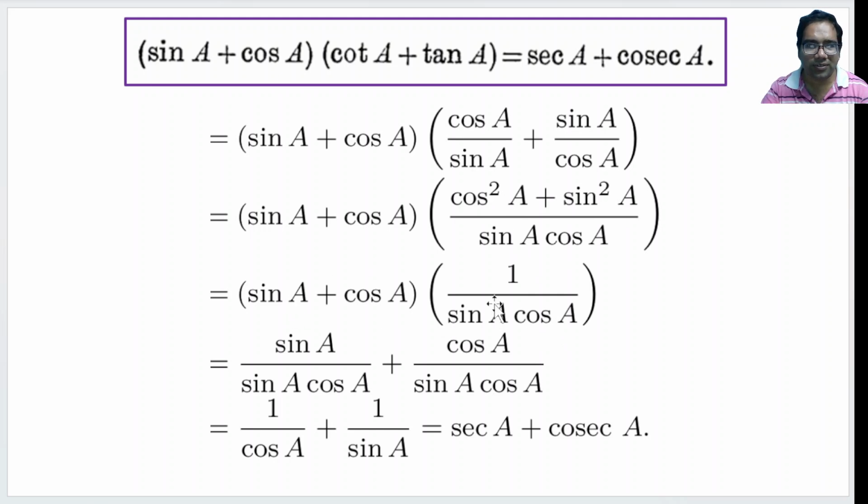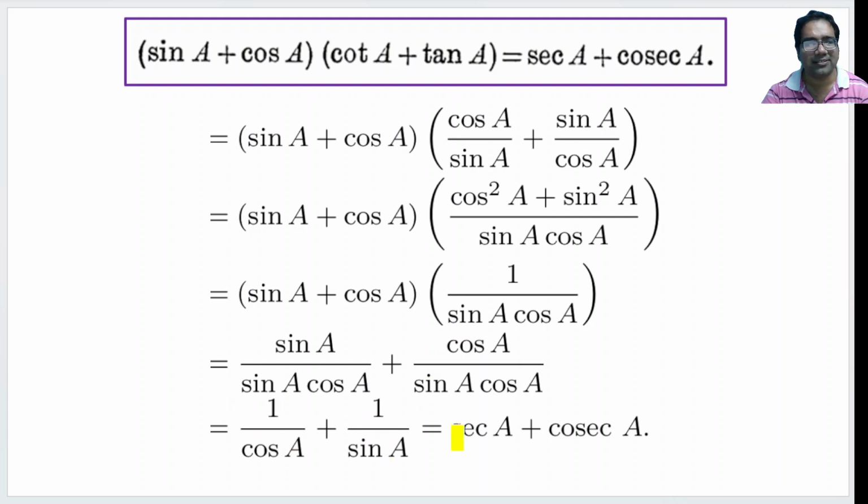Right. Then let us do this multiplication also. Sin A times 1 by sin A cos A. That is sin A by sin A cos A plus cos A by sin A cos A. Right. This sin A and this sin A will cancel each other. We'll be left with 1 by cos A here. Here cos A and cos A will cancel. We'll be left with 1 by sin A. So 1 by cos A plus 1 by sin A.